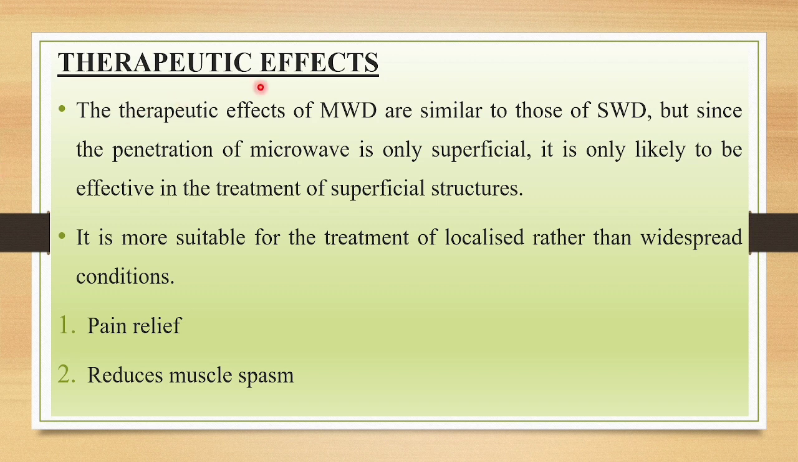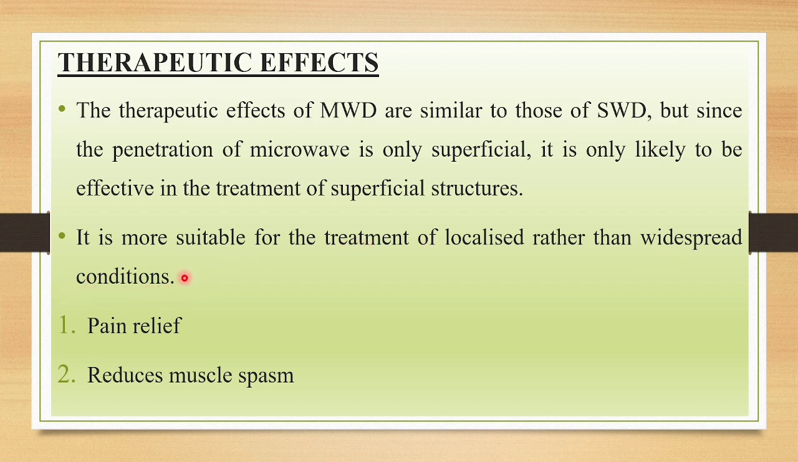So coming to the therapeutic effects, the therapeutic effects of microwave diathermy are similar to those of shortwave diathermy, but since the penetration of microwave is only superficial, it is only likely to be effective in the treatment of superficial structures. I already told you the penetrating capacity of microwave compared with shortwave diathermy is almost half, that is 3 centimeters. So the penetration can only reach the superficial tissues, and it is effective only for the treatment of superficial structures. So it is more suitable for the treatment of localized rather than widespread conditions.